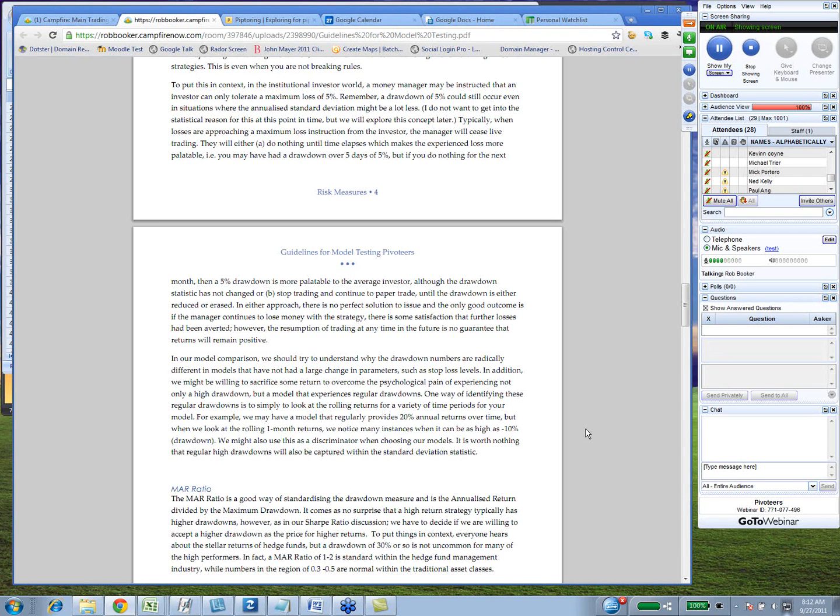One way of identifying these regular drawdowns is to simply look at the rolling returns for a variety of time periods for your model. For example, you may have a model that regularly provides 20% annual returns over time. But when we look at the rolling 1-month returns, we notice many instances when it can be as high as negative 10% in a drawdown. We might also use this as a discriminator when choosing our models. It's also worth noting that regular high drawdowns will also be captured within the standard deviation statistic.